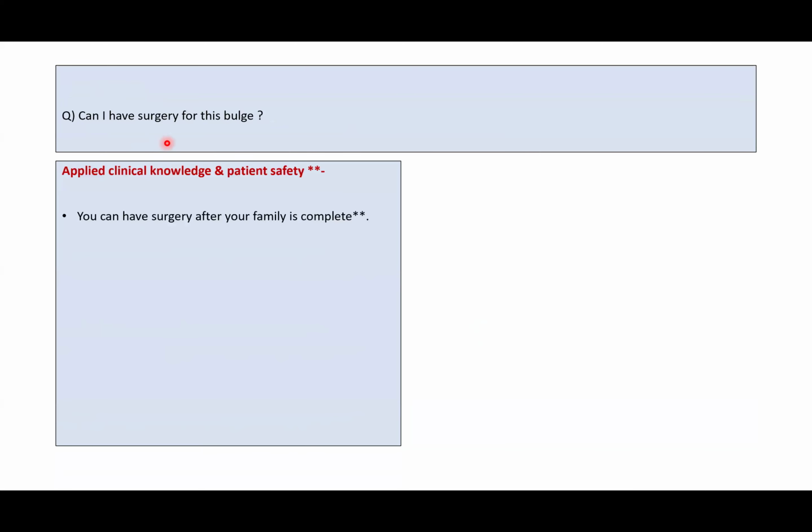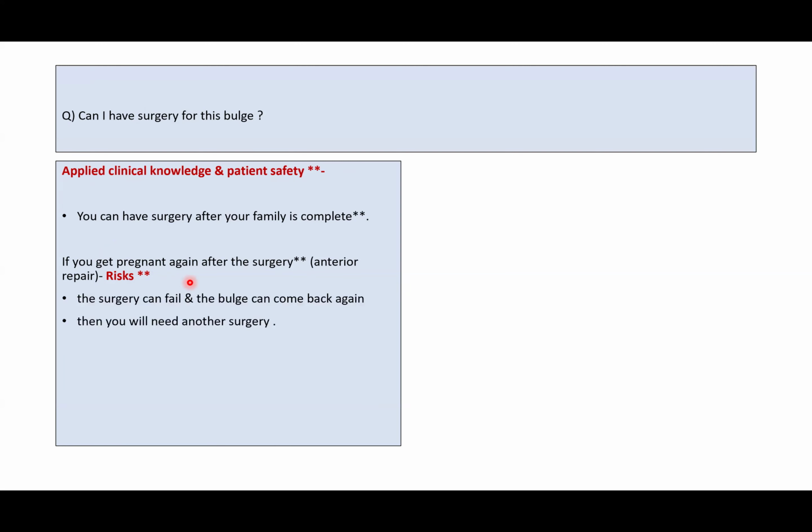Okay, I do appreciate your concerns regarding the surgery. Then you will tell her you can have surgery after your family is complete, because if you get pregnant again after the surgery, then there are risks. The surgery can fail and the bulge can come back again. Then you will need another surgery. This will not be as effective as the first one. Repeat surgery will be difficult to perform due to the presence of scar. Am I clear so far?